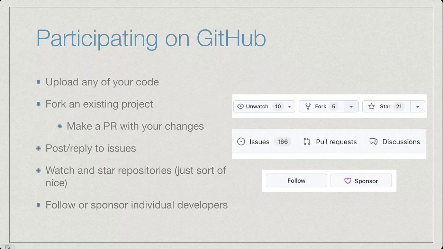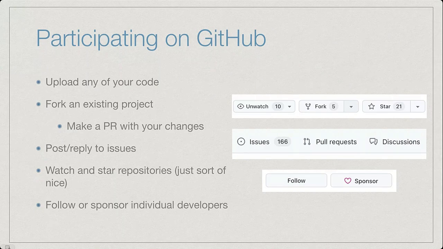You can watch and star repositories. This is kind of just like social credit. It's nice. Watching is mostly for you, and with stars, seeing the number go up is good. But it's also just pleasant. Sometimes you just want to do things that are nice for other people, and this is a good way to do it.